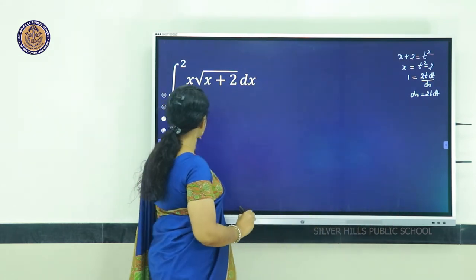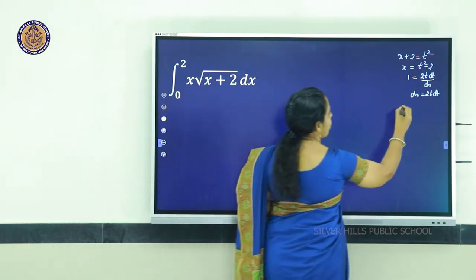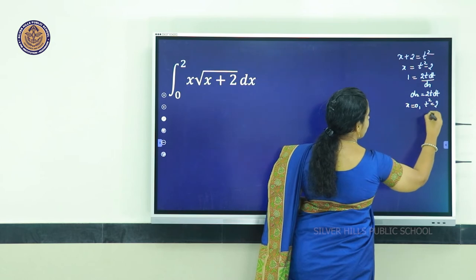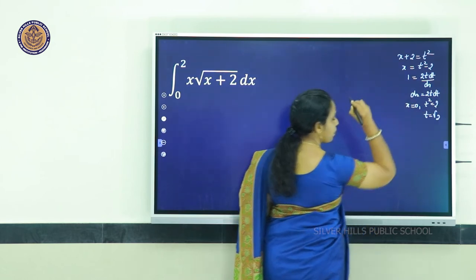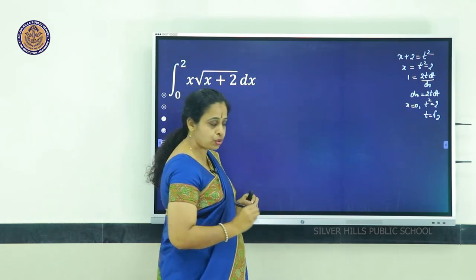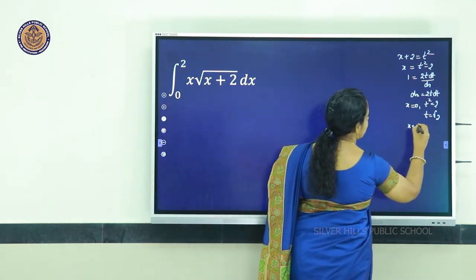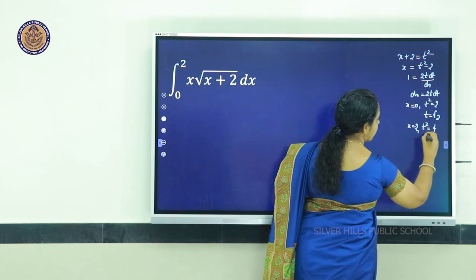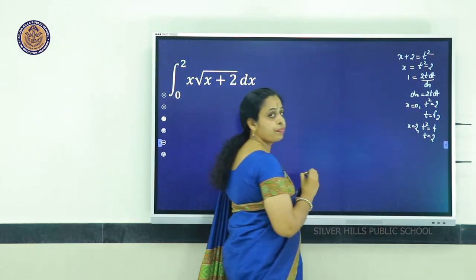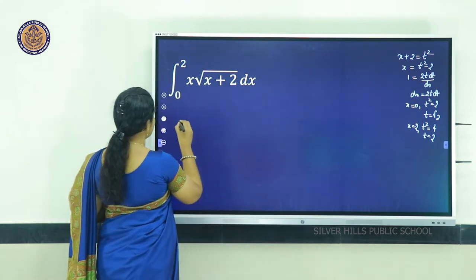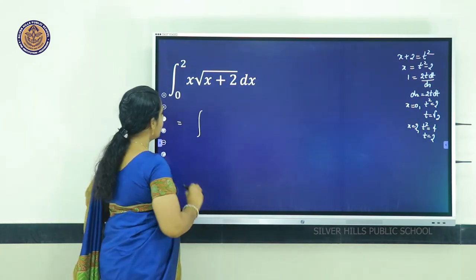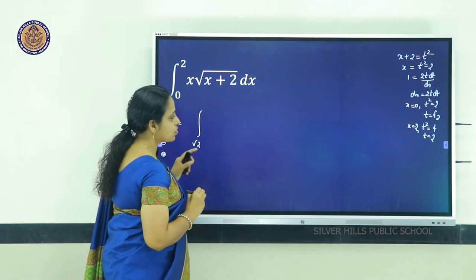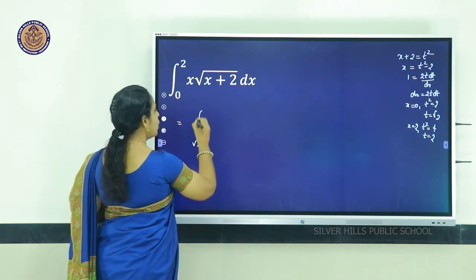When x takes the value 0, we will get t square equal to 2, t equal to root 2. When x takes the value 2, t square will be equal to 2 plus 2, 4. T will be 2. Then let us come to question equal to integral. We are going to give the limits. Instead of 0, root 2. Instead of 2, we will give 2 itself.